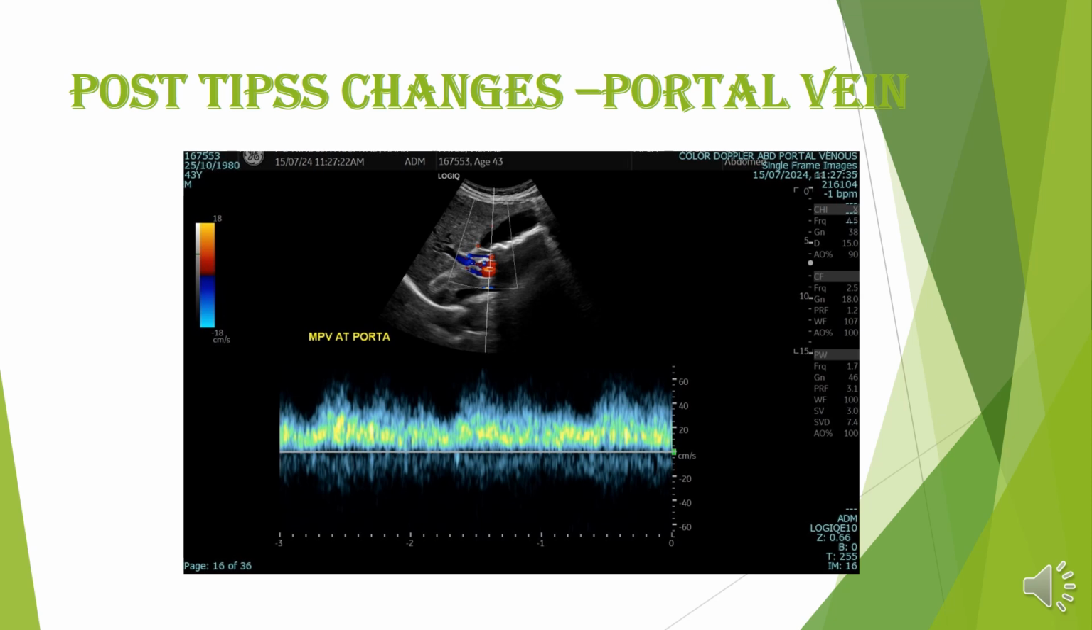And this is the post-TIPS change in the portal vein. In case of portal hypertension, which normally shows less than 12 centimeter per second of blood flow due to high resistance in the liver parenchyma, now due to bypass, this portal vein shows very high velocity flow, around 60 centimeter per second. Low resistance, high velocity flow due to bypass.